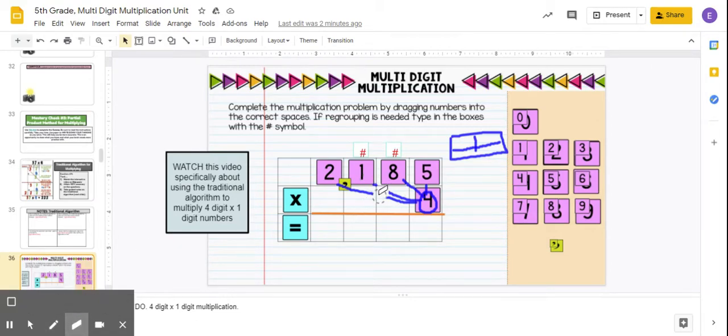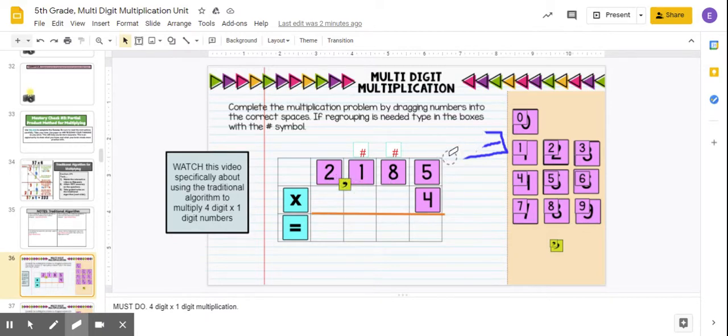So in the traditional algorithm, what's kind of nifty is you're doing the exact same thing as you have been doing with the other methods, but this time the structure itself makes it so that you can focus more solely on the basic facts. So you're going to do that same thing where you're going to multiply all the parts of the 4 here by everything in this number, 2,185. Right? And you're going to do it in a specific way.